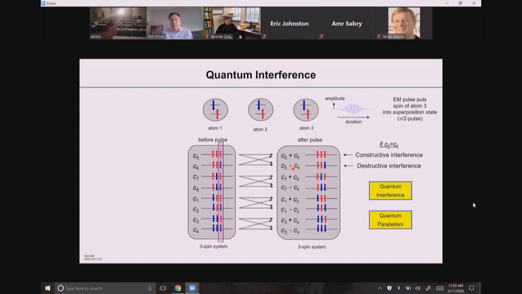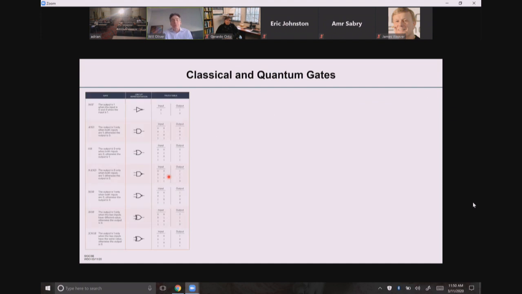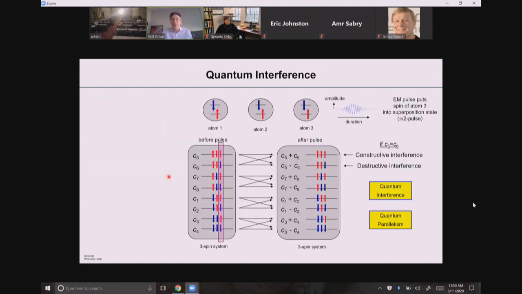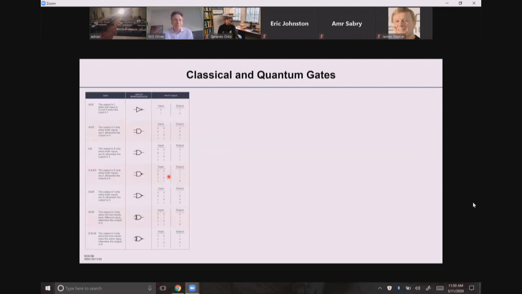And of course, this happens across the entire register simultaneously. So this is also an example of quantum parallelism. And so this is really what provides a quantum computer its power. It's both the quantum parallelism and the quantum interference that occurs because we're applying one pulse to one qubit or one atom at a time, but we're affecting the entire register simultaneously.